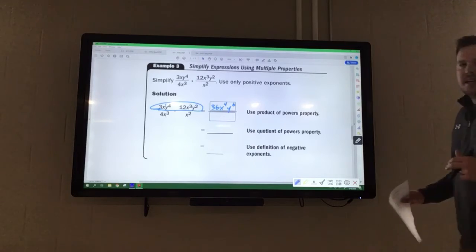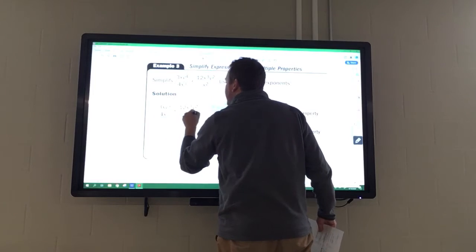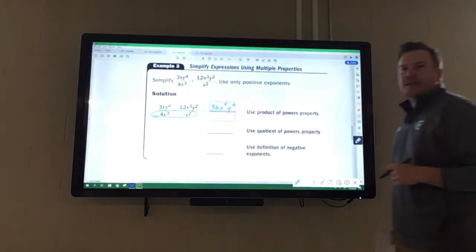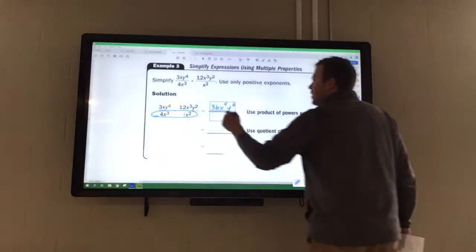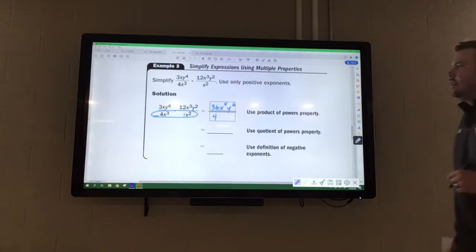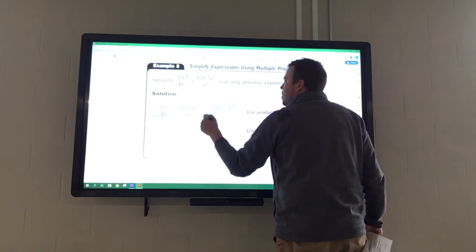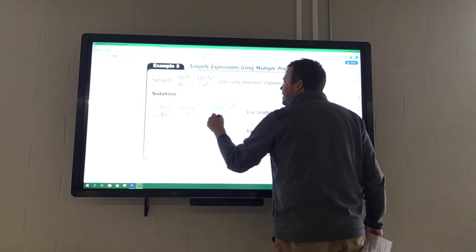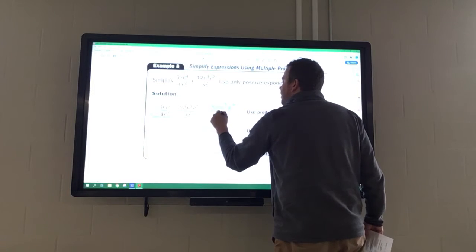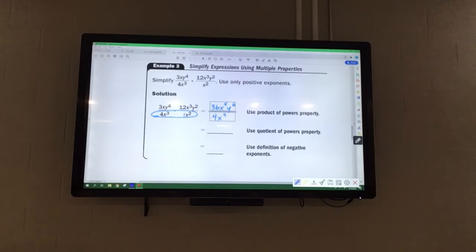Let's do the same thing in the denominator now. Because when we multiply fractions, again, we multiply straight across. 4 times, there's really a 1 there. So 4 times 1 is 4. Then we have x to the third times x to the second. When we multiply two powers together, we keep our base. We add the exponents. 3 plus 2 is 5. So now we've simplified our denominator.